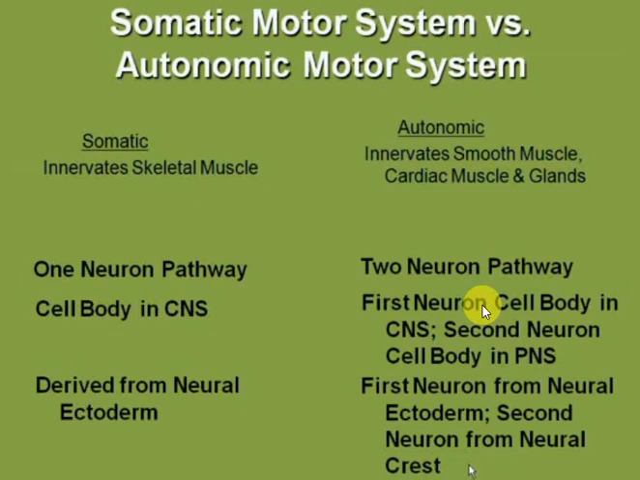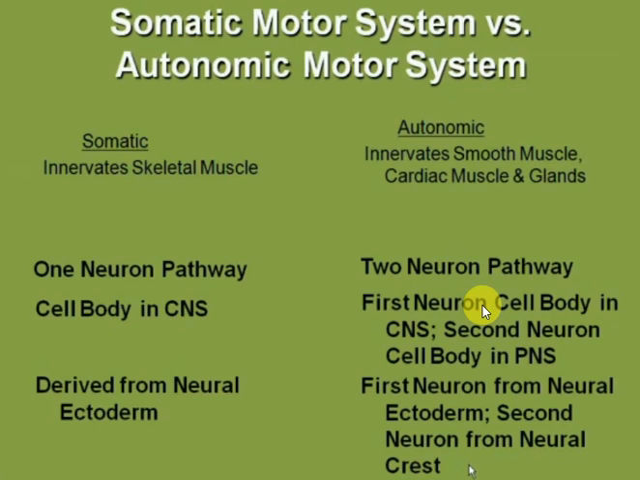Let's turn our attention to a very high yield and important topic in medicine, which is the autonomic nervous system. Now, the first question that needs to be addressed about the autonomic nervous system is what is the difference between the somatic motor system and the autonomic motor system?